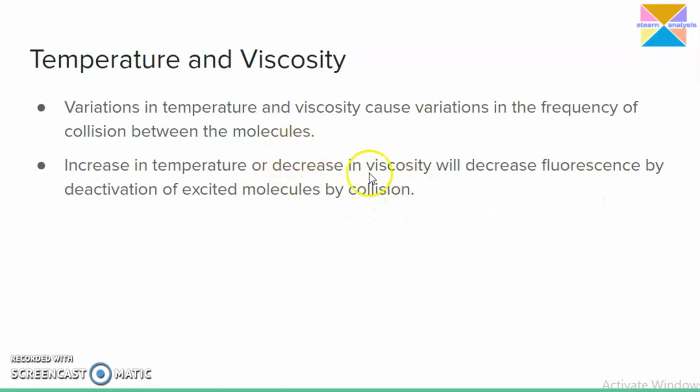And also a decrease in viscosity will lead to collision of the molecules, or the excited molecules. Any collision of these excited molecules, if they are losing energy in the form of collisions, not in the form of emitted radiation, then this collision energy is accounted for, and this energy which is lost as collision contributes to the decrease in the fluorescence intensity. So this is a type of quenching which we observe just by increasing the temperature or by decreasing the viscosity.